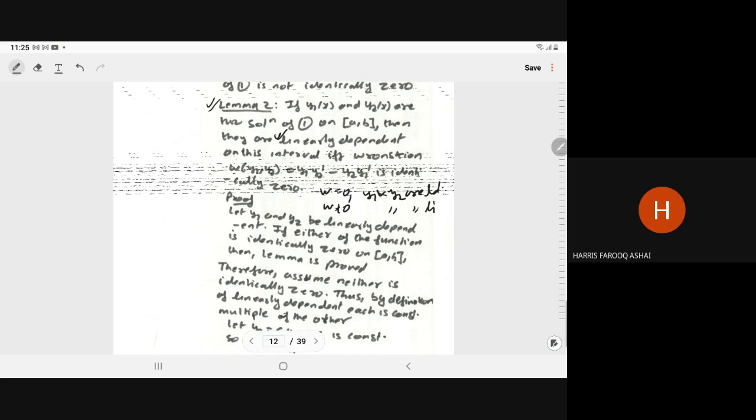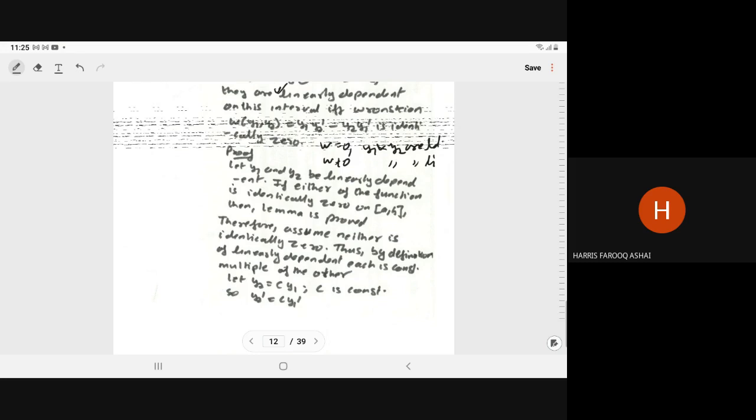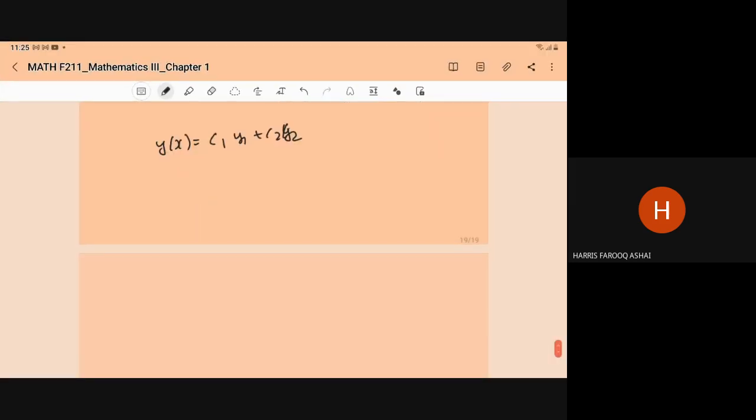So now we have to prove this lemma. Let y1 and y2 be linearly dependent. We have to prove that if y1 and y2 are LD, then W is equal to 0, and if W is equal to 0, then y1 and y2 are LD.